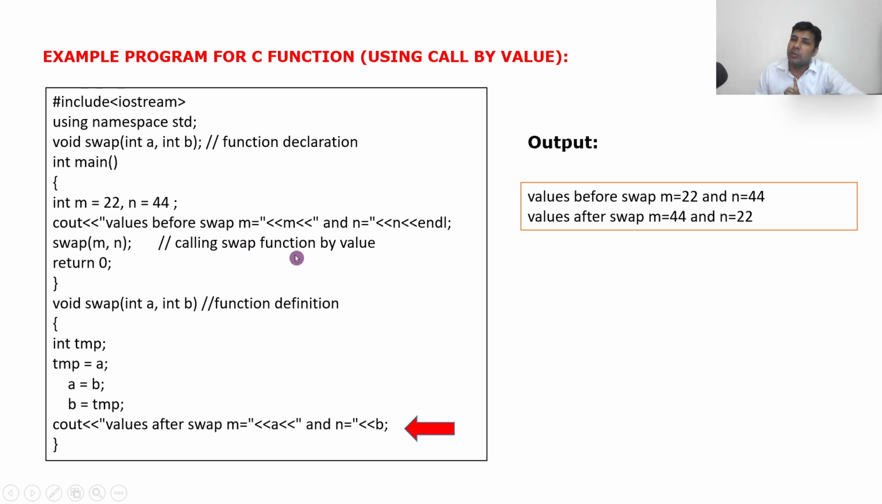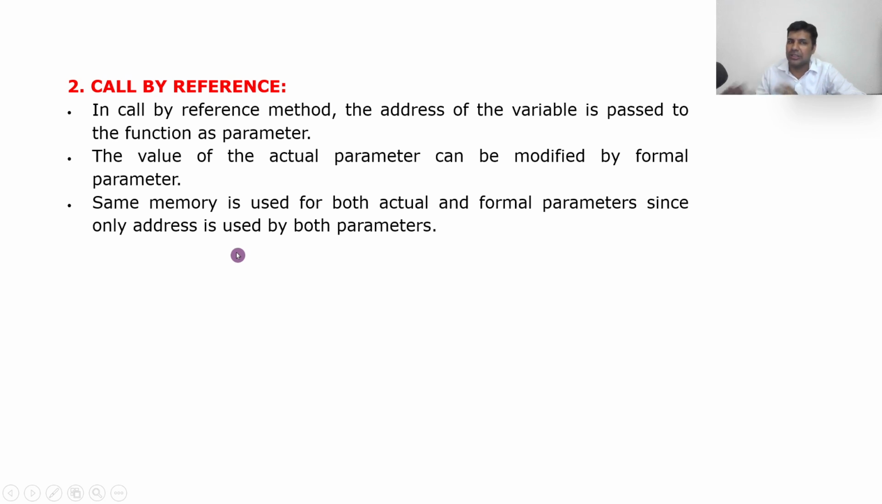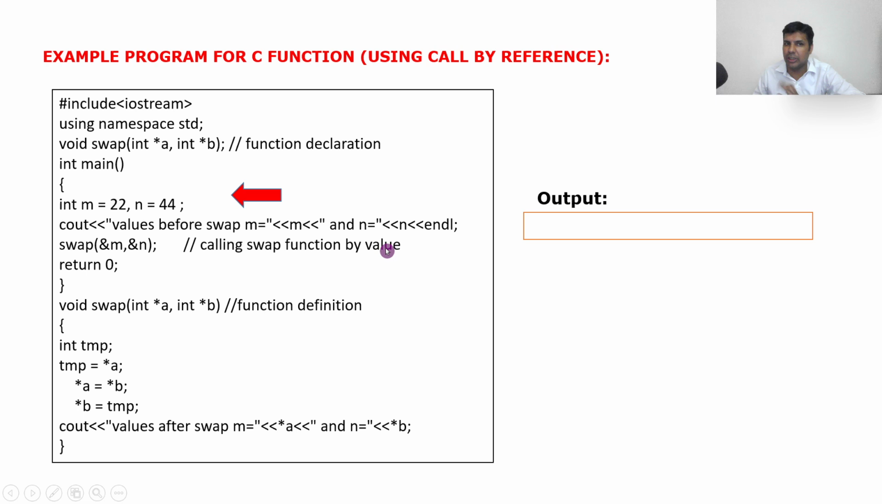But what do you mean by call by reference? Let us see that also, so you can easily understand the difference between both. In the call by reference method, the address of a variable is passed to the function as a parameter. The value of the actual parameters can be modified by the formal parameters, right? The same memory is used by both actual and formal parameters, since only the address is used by both parameters. Okay, let me explain how this will work.